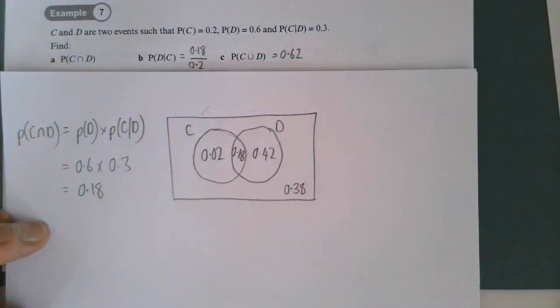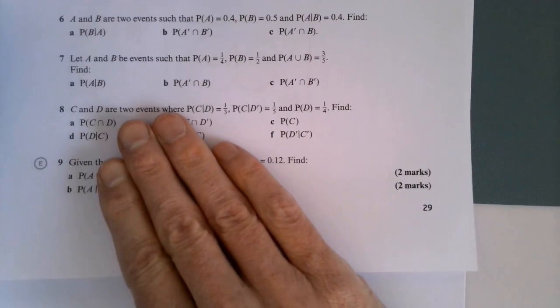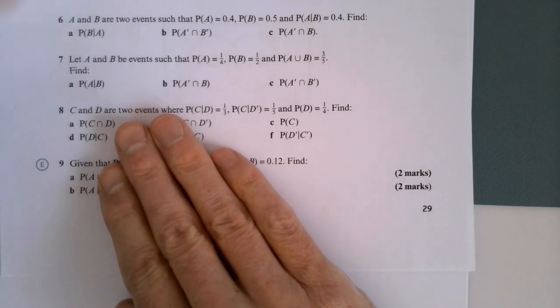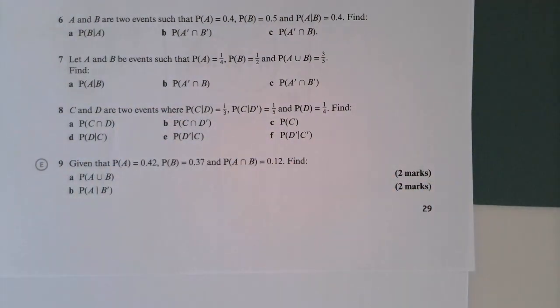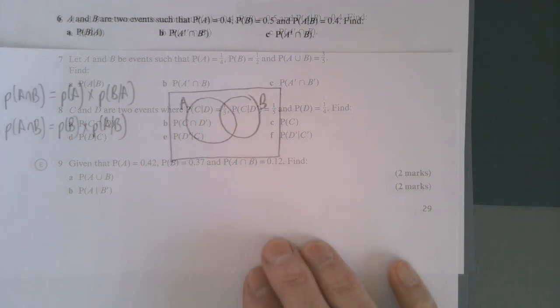So one final question then, back to page 29 from the textbook, question 6 here. So for one final time, pause the video at that point and just see if you can have a go at that question 6. Very similar to the one we've just done.